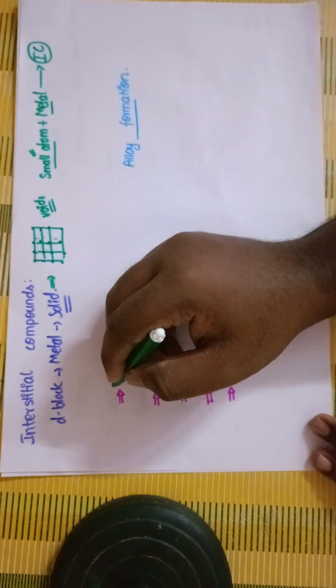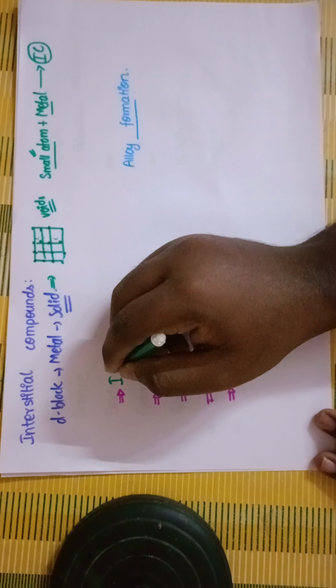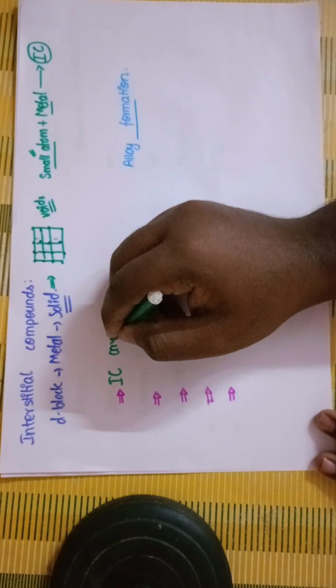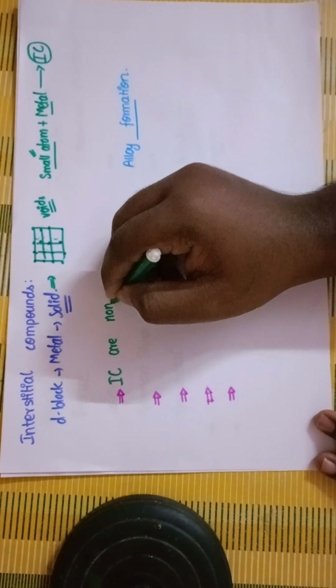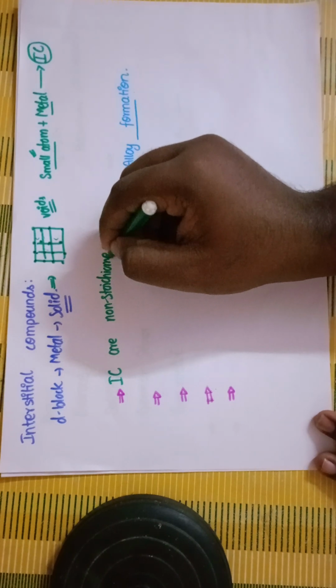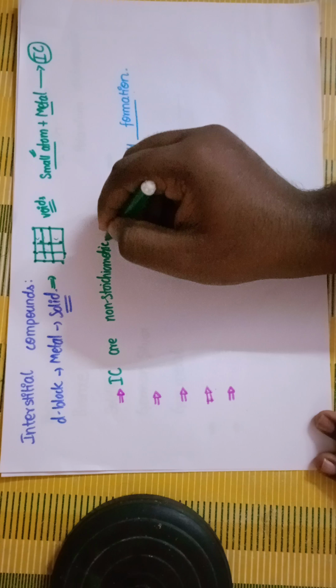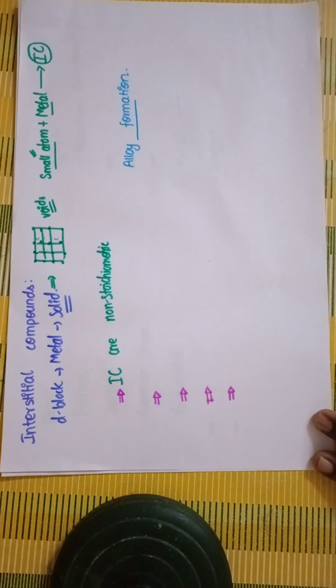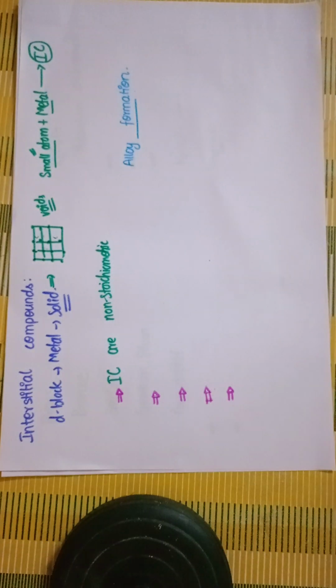So the general characteristics: interstitial compounds are non-stoichiometric. Non-stoichiometric means the composition is not a fixed one. It depends on the case. Interstitial compounds are non-stoichiometric. Example: vanadium.